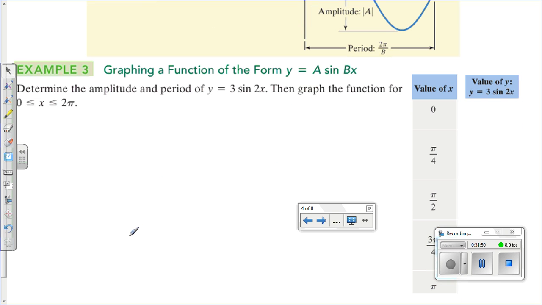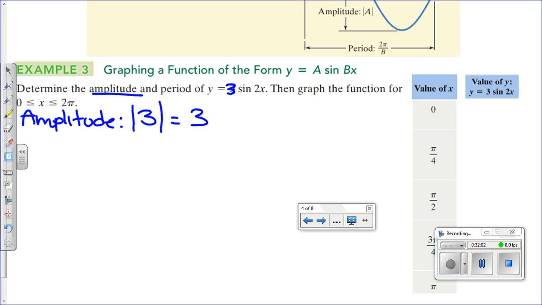So, amplitude, we already know how to do that, right? And so we take the amplitude from this constant here. So the amplitude is the absolute value of 3, which is 3. Now, for the period, we're going to consider the regular period of a sine function and divide it by this constant here, which is the 2. So if we do that, we end up with just pi.